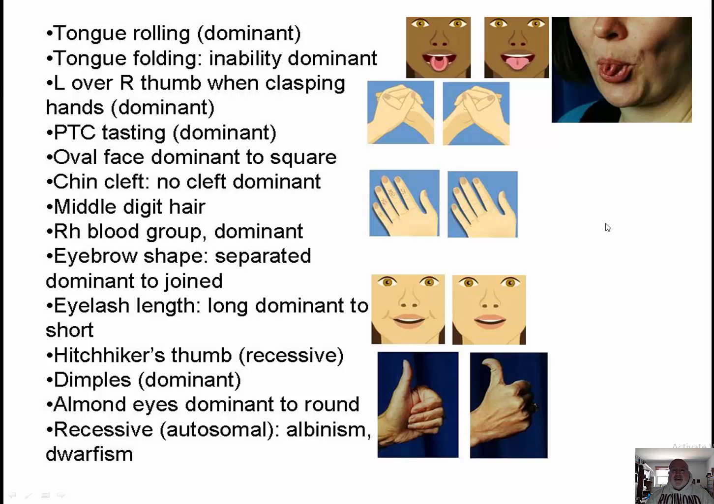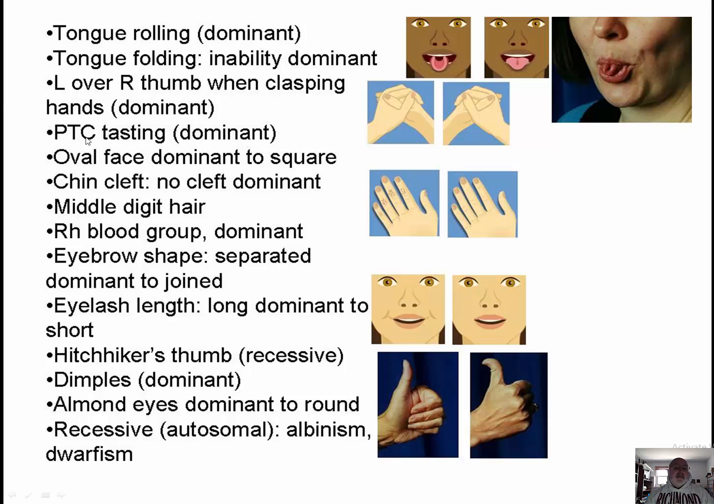Here are examples of some traits that people can do. Rolling tongues, which is dominant, most people can do it. Tongue folding, this is inability dominant. I'm not exactly sure what that means, but it means you can take your tongue and bend it up to the top of your mouth without using your teeth, like that. Left over right thumb when grasping, left, that's dominant.